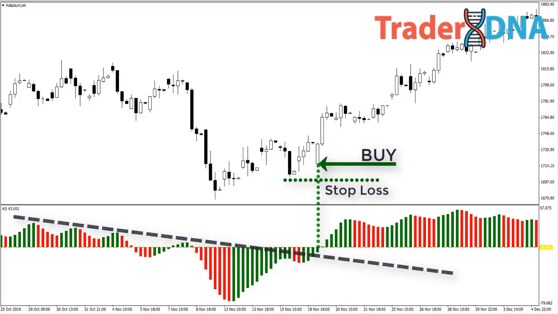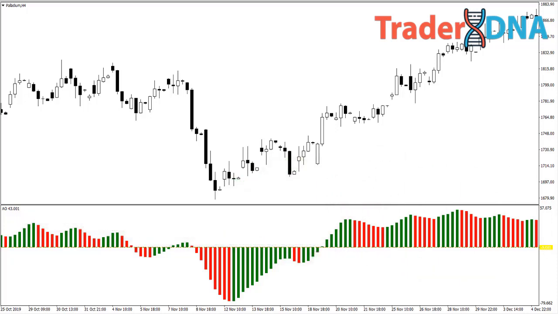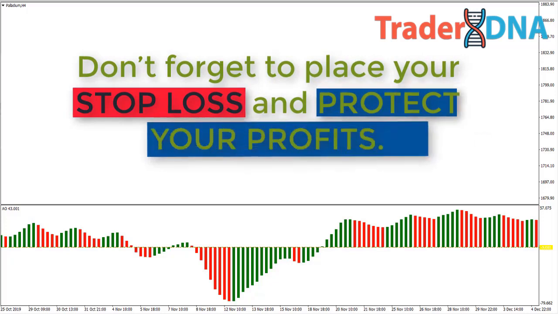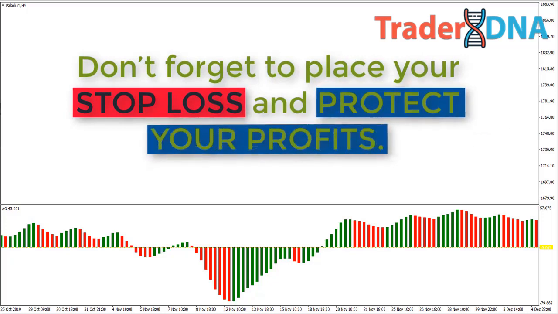The awesome oscillator is an important tool for traders as it gives a deep insight into the market. It identifies the current driving force of the market, which makes it valuable and unique. No matter which strategy you use, don't forget to place your stop loss and protect your profits. We recommend you pair this indicator with price action patterns or any other indicators to generate more accurate trading signals.